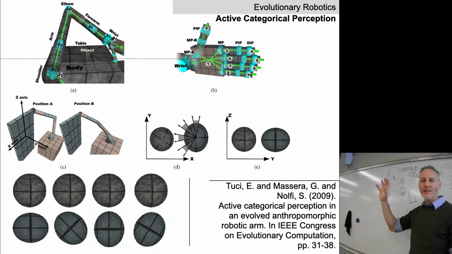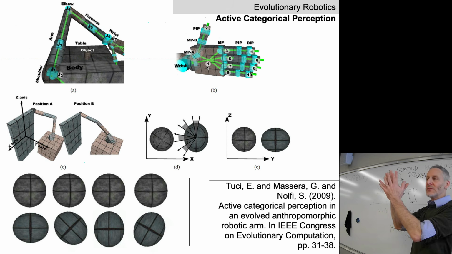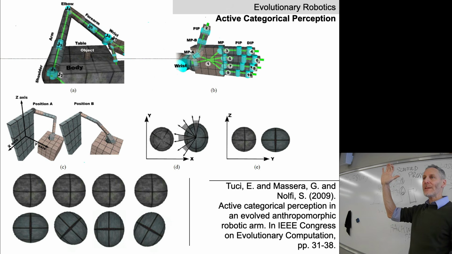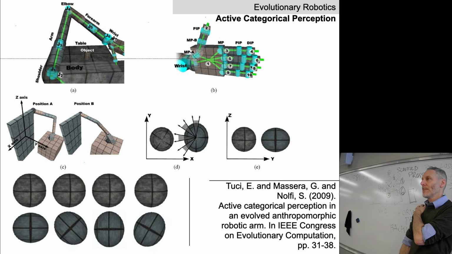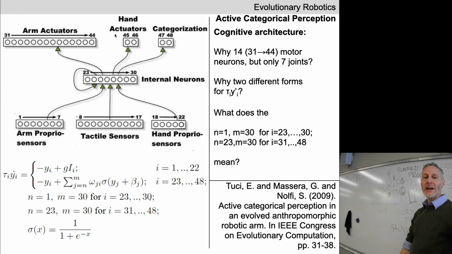These represent sensors, either touch sensors, something's pressing against the palm or the underside of a finger, or they represent proprioceptive sensors, the angle of different joints in the arm or the hand. So far, so good? Okay. That's the body of the robot. Let's have a look at its brain.